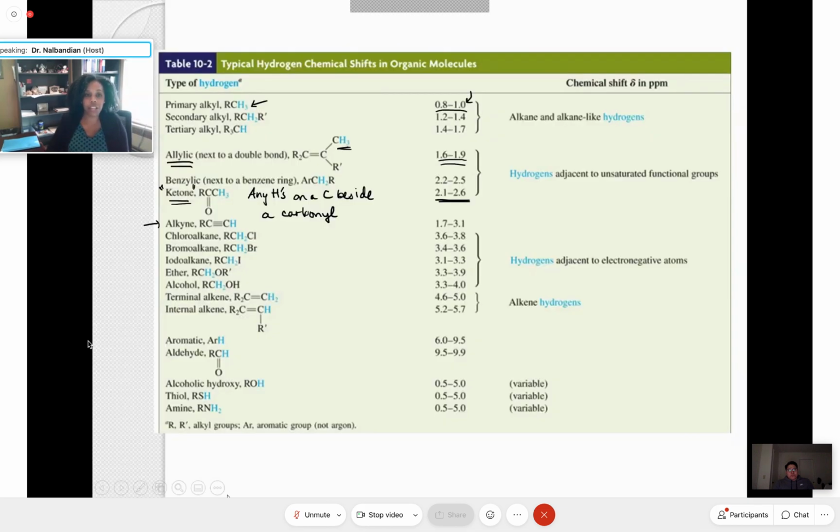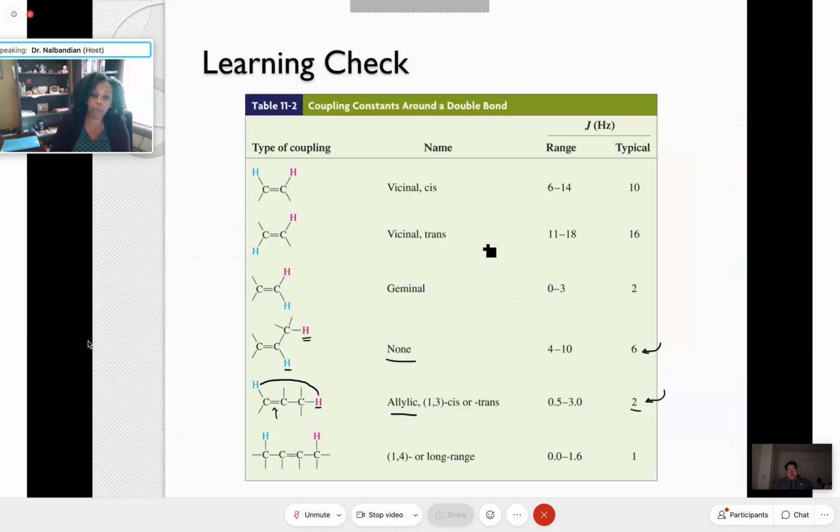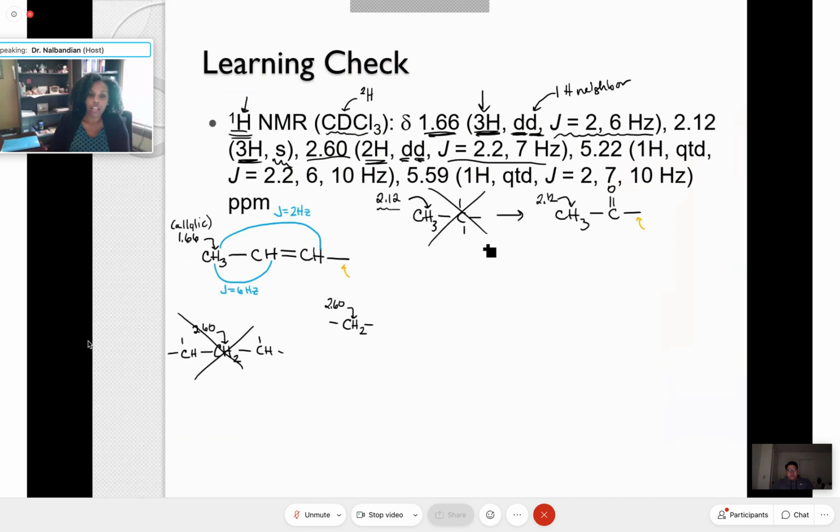Let's look at 2.60. What kind of a chemical shift is that? Look at where it's showing up, again in this ketone range. It's at the high end of it, so that means there might be something else that's also pulling away electron density. That means we probably have a carbonyl right beside that, because of this value, 2.60.